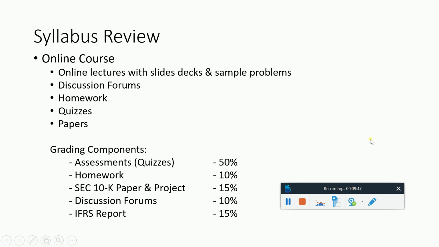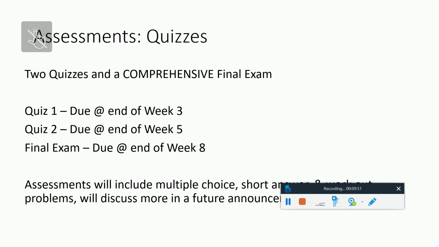So now I'm going to break down each of those various components in a little bit more detail. As I mentioned, you'll have 2 quizzes and a comprehensive final exam. Your first quiz will be due at the end of week 3 and will cover the first 2 weeks of material. Your second quiz will be due at the end of week 5 and will cover weeks 3 and 4 material. And then your final exam will be due at the end of week 8.